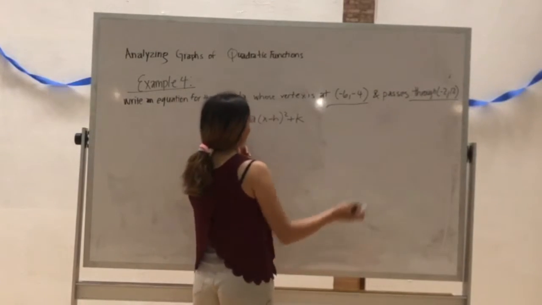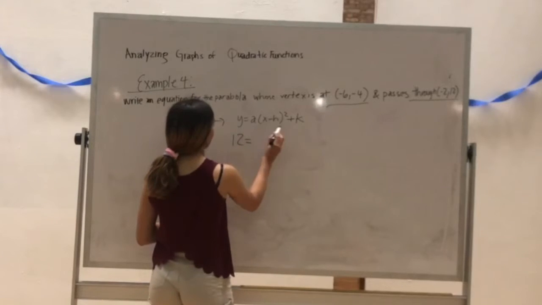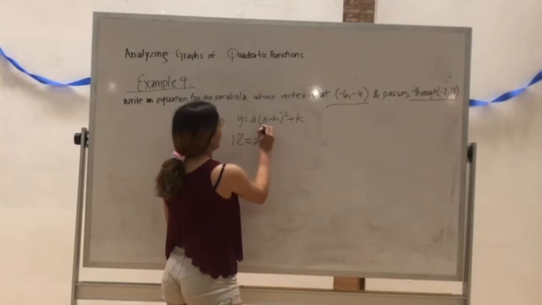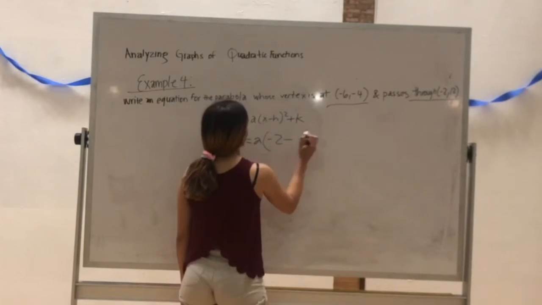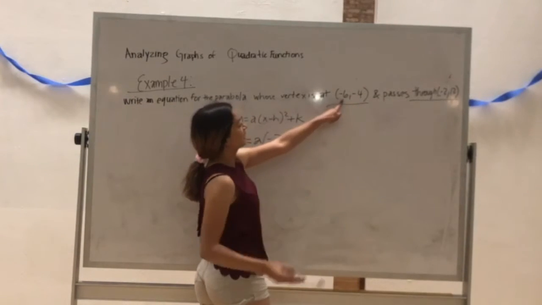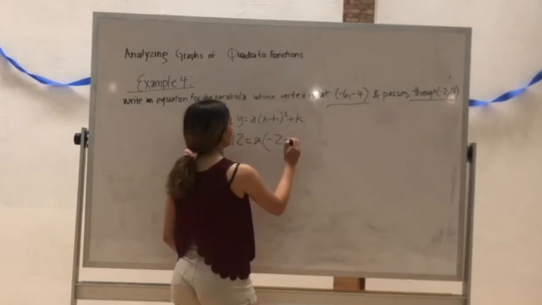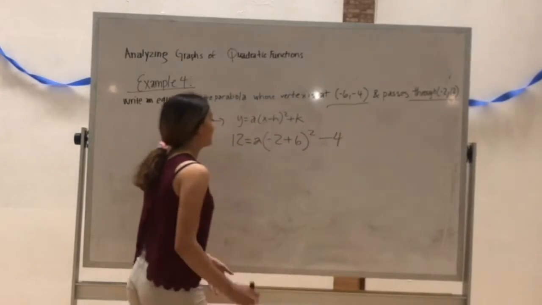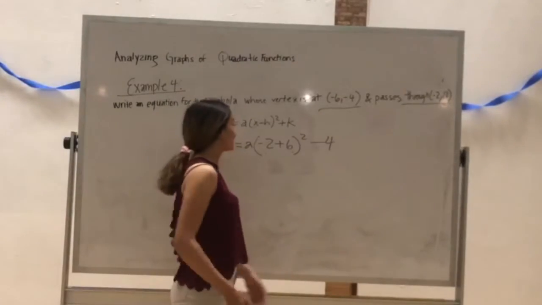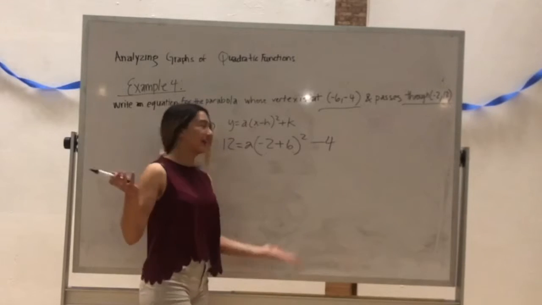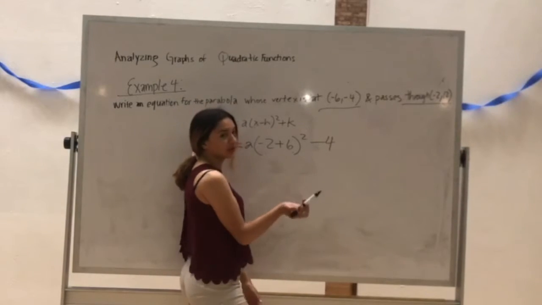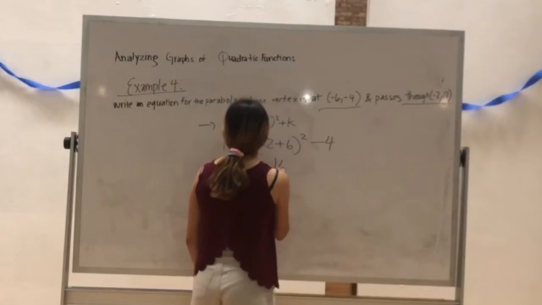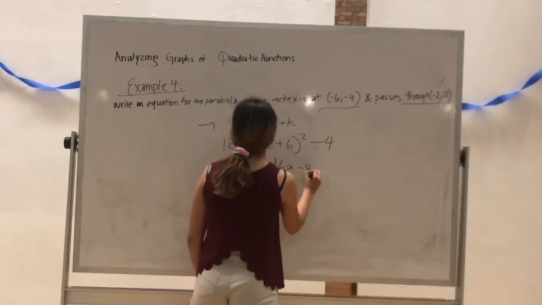Y is 12 equals a. That's what we're going to solve for, right? Then x is negative 2 minus h. Over here it's negative 6, so it's going to be the opposite: plus 6, squared, minus 4 because of k. What is negative 2 plus 6? 4. Yes. So 4 squared is? 16. Yes. So it's going to be 16a minus 4.